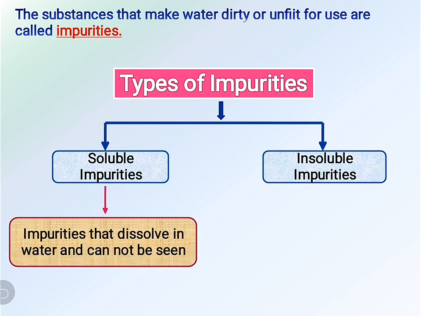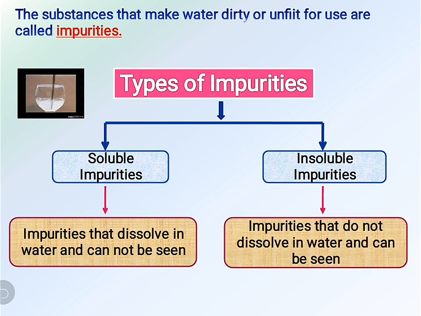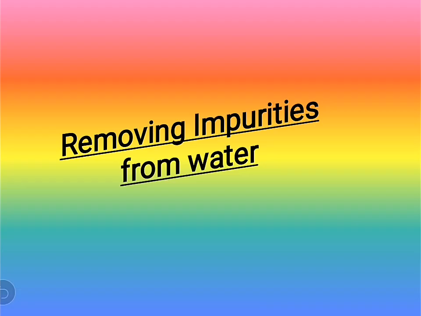Impurities such as salt and sugar that dissolve in water and cannot be seen are called soluble impurities. On the other hand, impurities such as sand or mud that do not dissolve in water and can be seen are called insoluble impurities. Now, let's discuss various methods to remove impurities from water.